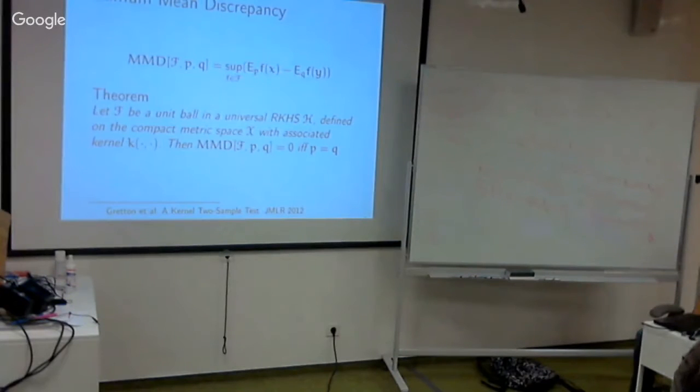So the idea is that even though the functions phi define the kernel k, we can always compute this supremum explicitly as the expectation of these functions phi. So please proceed.